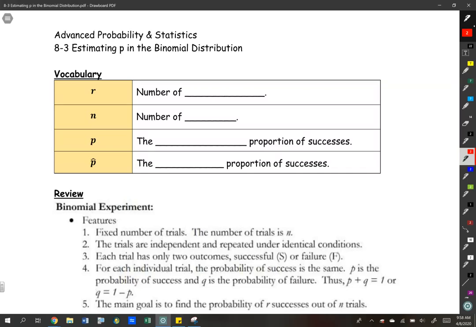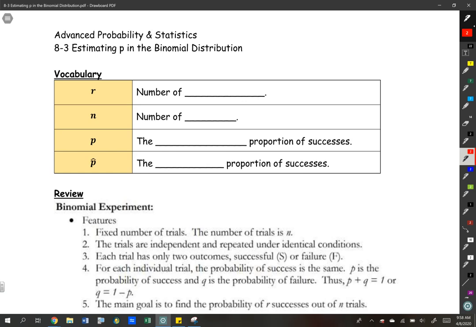Okay, hi everybody. In today's lesson, we're going to be estimating p in the binomial. As you know, the last two lessons, 8.1 and 8.2, we were looking at estimating the mean for a large sample or estimating the mean for a small sample. Now we're talking about a binomial distribution, which we've done a lot with in prior chapters. We're looking at the same idea here, but in terms of a binomial. So let's get right into it.